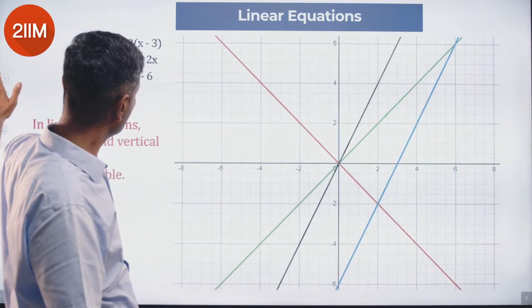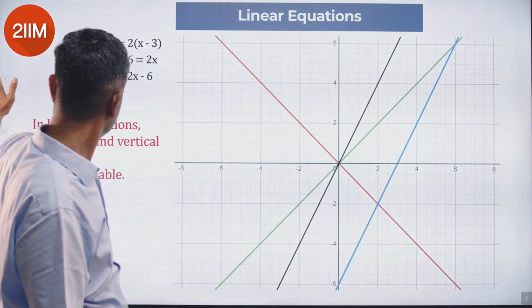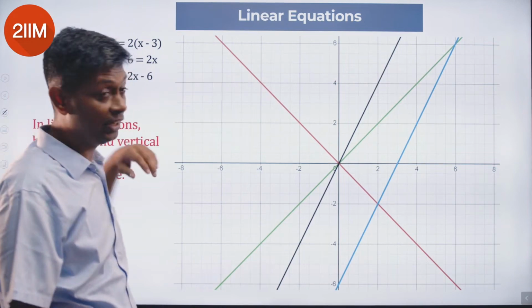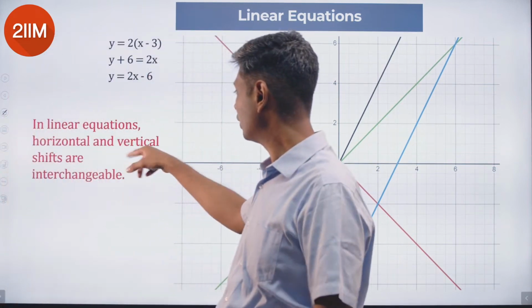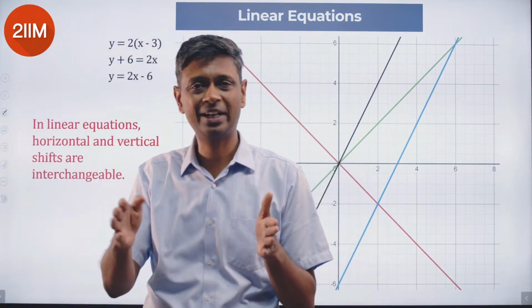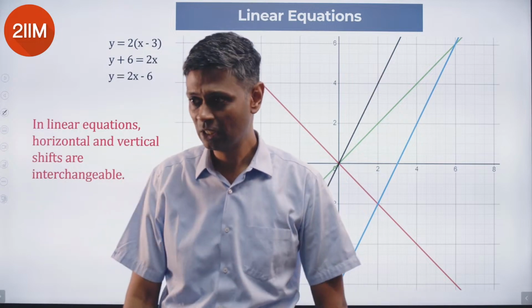Nice. So far so good. In linear equations, horizontal and vertical shifts are interchangeable. Shifting to the right, shifting down, both the same.